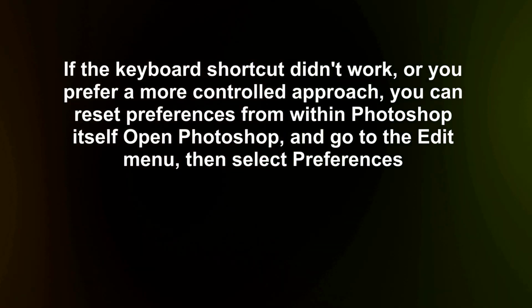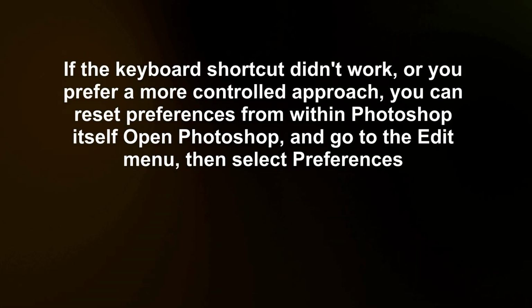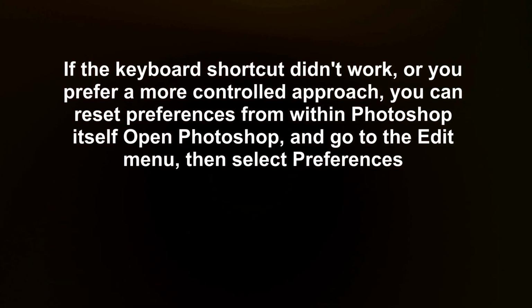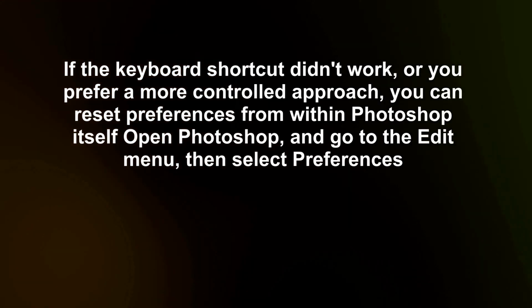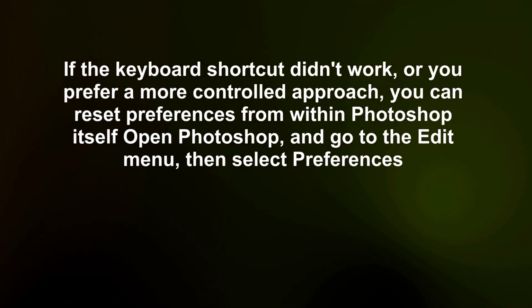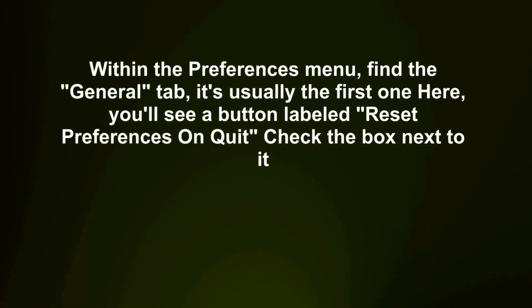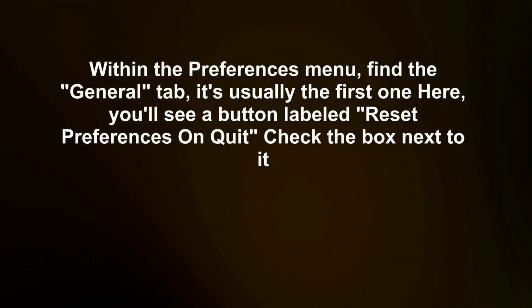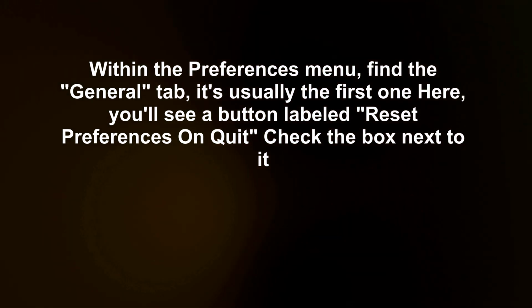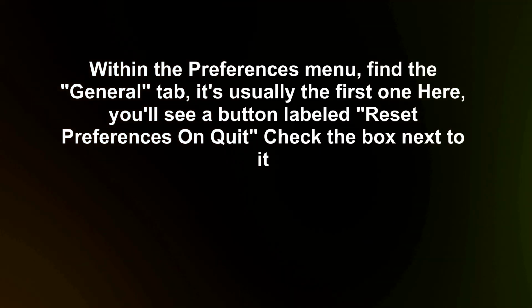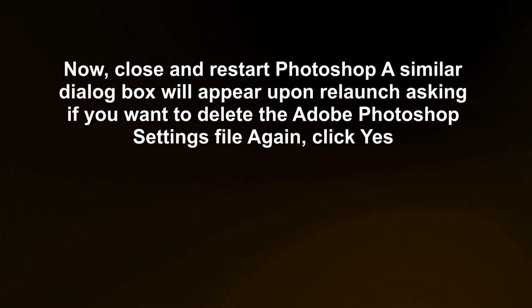If the keyboard shortcut didn't work, or you prefer a more controlled approach, you can reset preferences from within Photoshop itself. Open Photoshop and go to the Edit menu, then select Preferences. Within the Preferences menu, find the General tab. It's usually the first one here. You'll see a button labeled Reset Preferences on Quit. Check the box next to it. Now, close and restart Photoshop.